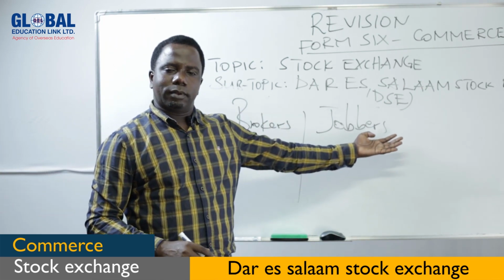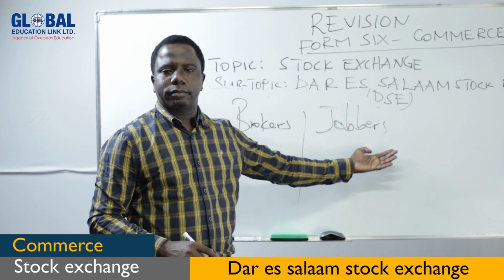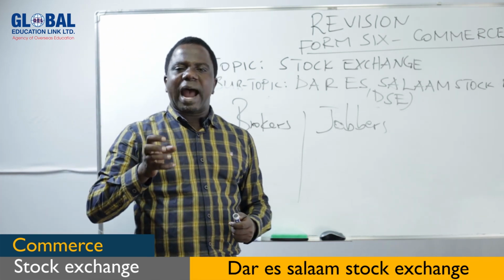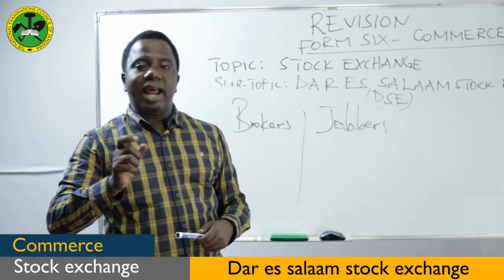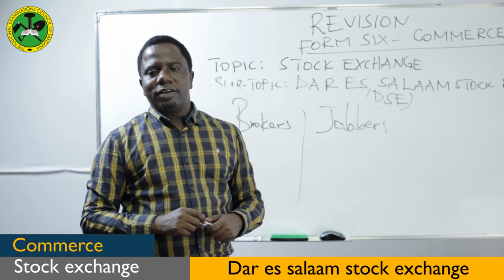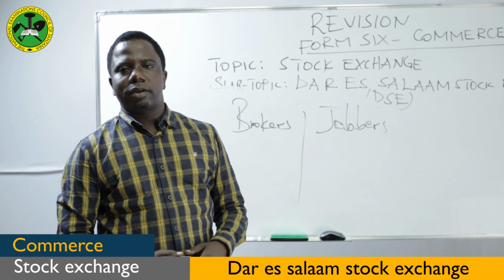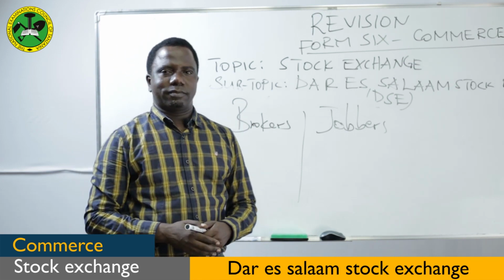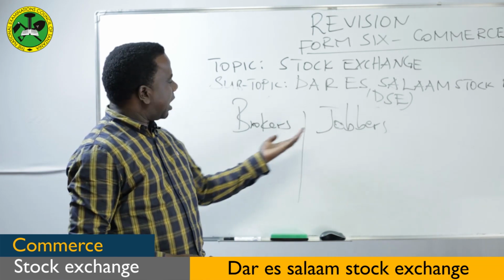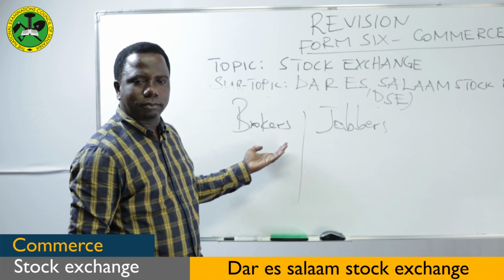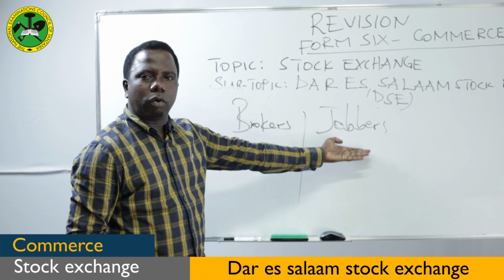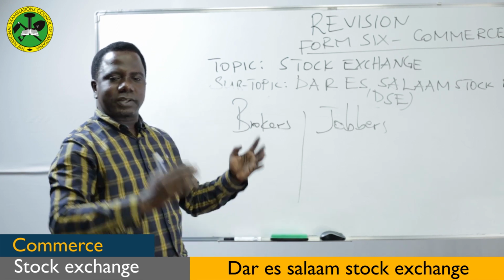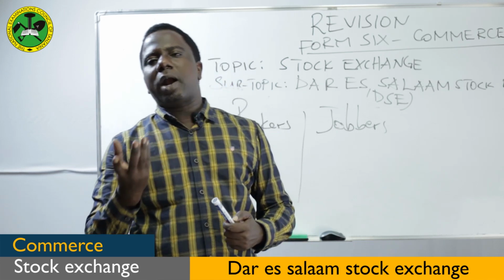But jobbers, in those markets in which they are operating, operate in the same way as wholesalers. They buy on their own account and then sell for profit. Usually they buy shares at a low price, waiting for the time when the share prices will rise, and then they sell for profit. So jobbers are after profit, but brokers are just given commission. Jobbers operate on their own accounts, but brokers operate as agents. So those are the differences between brokers and jobbers.